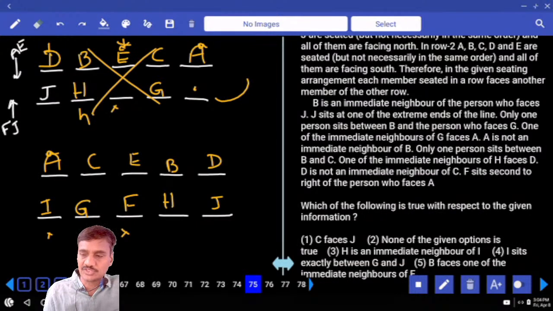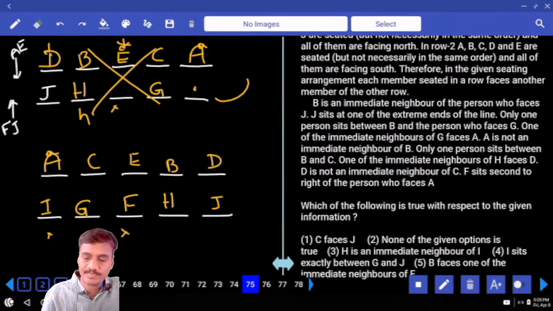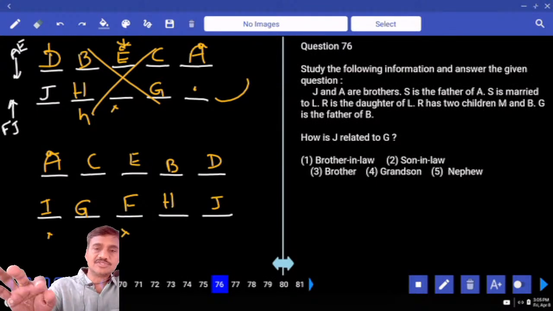And which of the following is true regarding the options? C faces A, that is false. H is an immediate neighbor of I, that is false. I sits exactly between G and J, that is again false. B faces one of the immediate neighbors of F, definitely true. Choice 5, question number 75. Then 76.